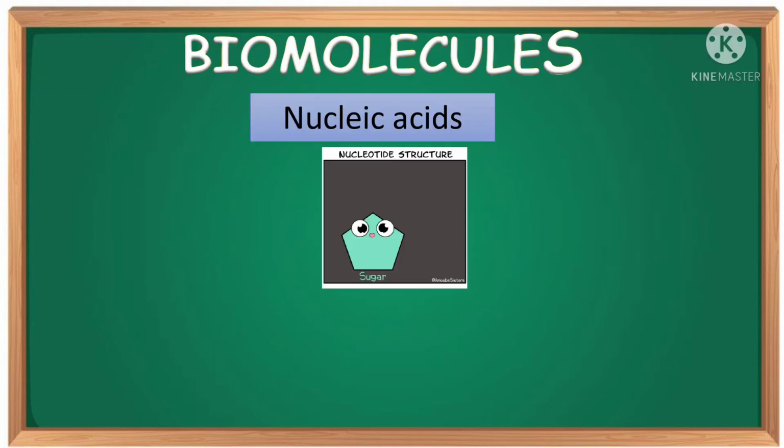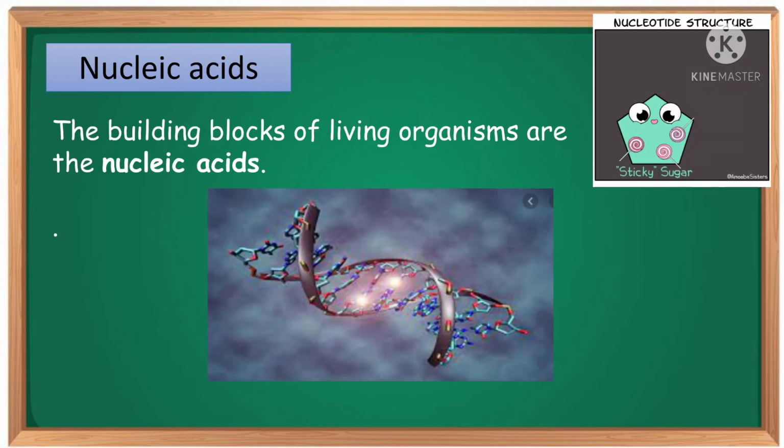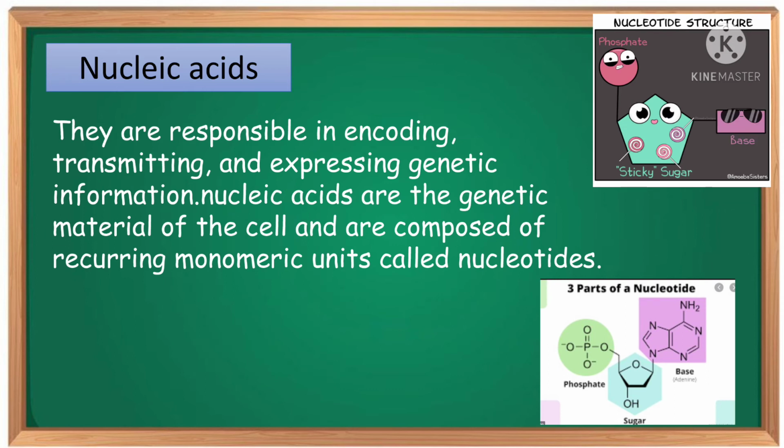And now let's move on to the fourth type of biomolecules. The building blocks of living organisms are the nucleic acids. They are responsible for encoding, transmitting, and expressing genetic information. Nucleic acids are the genetic material of the cell and are composed of recurring monomeric units called nucleotides.